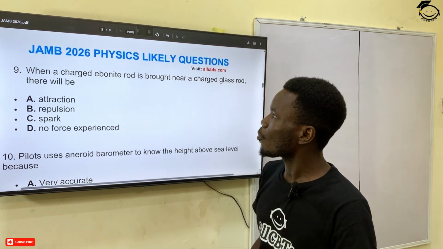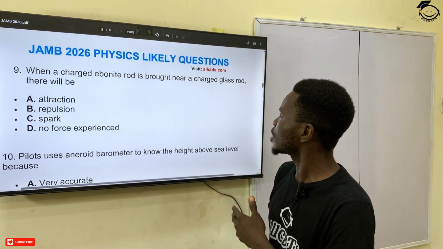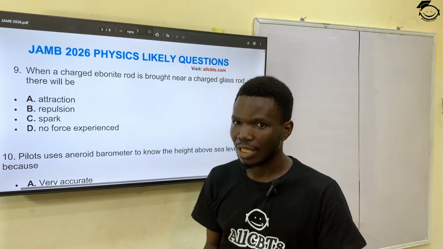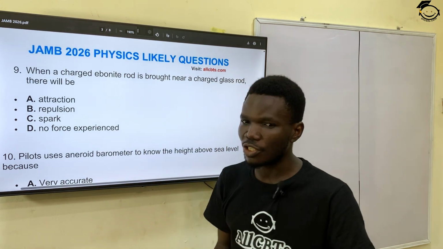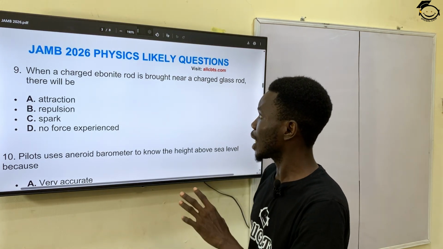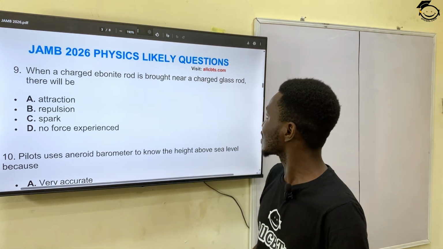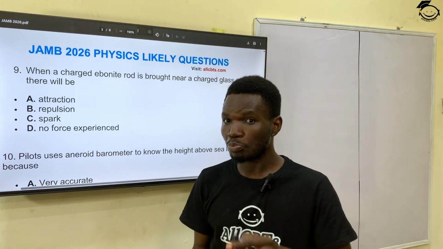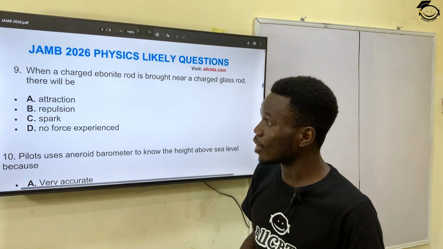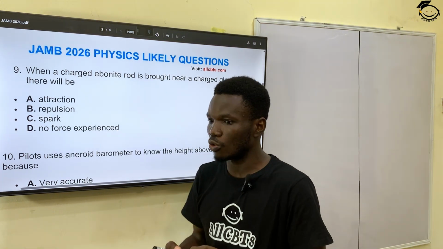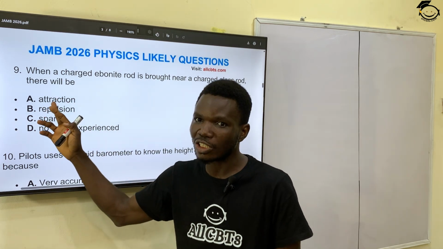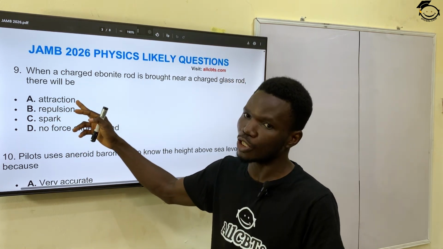Question number 9 says, when a charged ebonite rod is brought near a charged glass rod, there will be dash. Now, when an ebonite rod is charged, it is usually negative. And when a glass rod is charged, it is positive. So when a positive charge meets with a negative charge, there's usually a force of attraction. So the correct answer to this question is that there will be a force of attraction, which is option A.